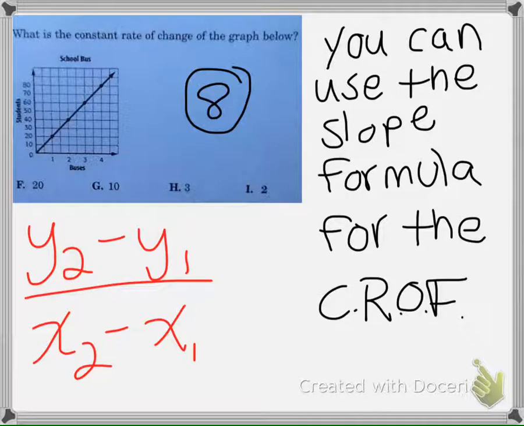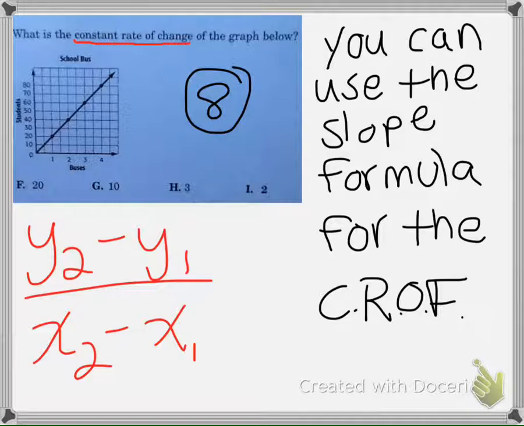Alright, chapter 1 review, number 8. And I tried to take a little picture of it just so you can see the graph. So it says, what is the constant rate of change of the graph below? Okay, so again, you need to highlight or underline important information, and here it's constant rate of change.